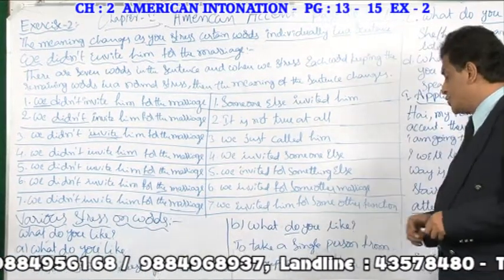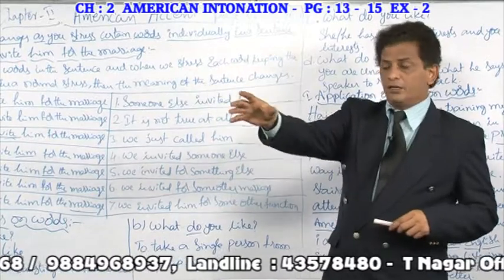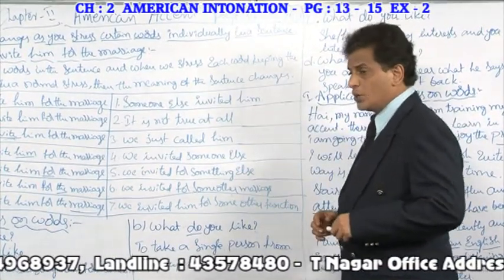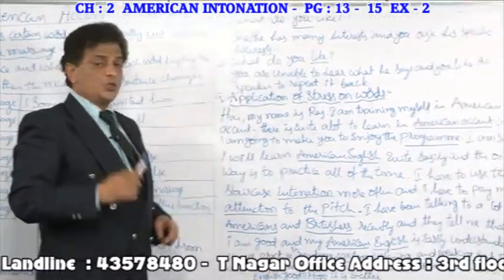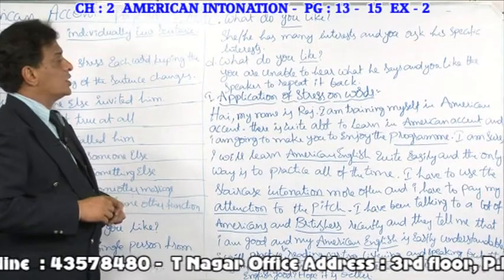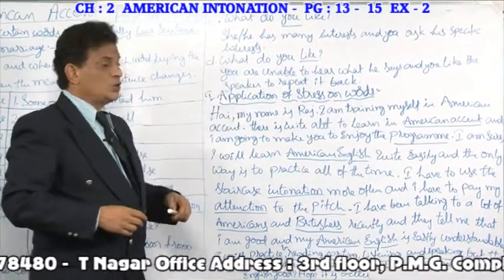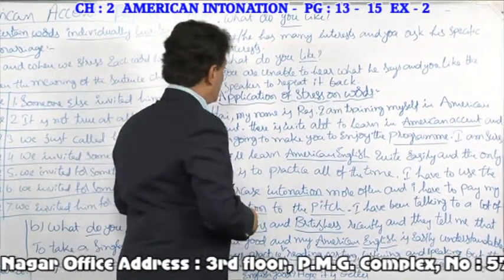Suppose if you stress on do, what do you like? It means a lot of people are here. You just select one particular person and ask him, what do you like? So suppose if you go on here, see, what do you like? It means that he has many interests, and you ask about his specific interest.